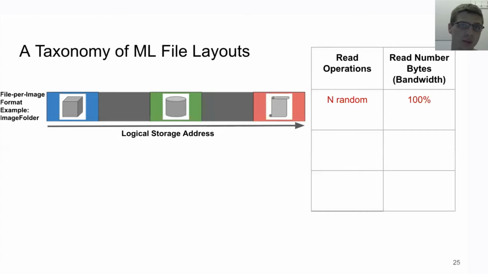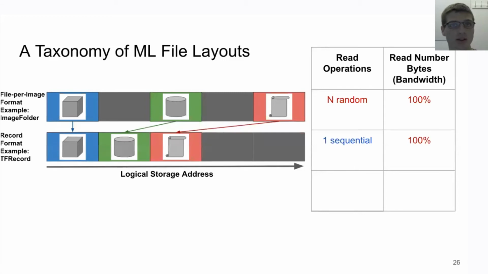Shown here is the first thing one may try, having a file for every single image in the dataset. We can see that since each file is randomly placed across the address space, we may perform a random read for each file. The major downside of file per image formats, therefore, is that they perform very many random reads, which are expensive on hard drives. On top of that, they don't reduce bandwidth at all. If we move on to the current practice of using record formats, which group multiple files together into a single file, we can reduce the number of random reads. However, the bandwidth usage is still the same.